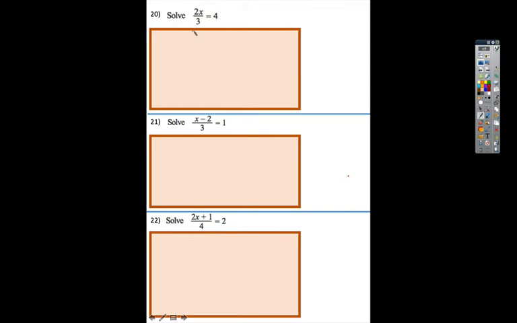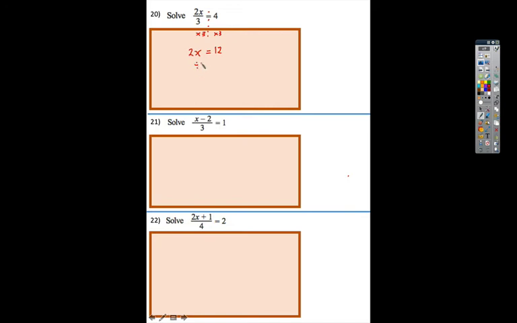Last three questions, and we're left with 2x over 3 is equal to 4. Again, let's get rid of this denominator. Divide by 3. The inverse of divide by 3 is multiply by 3. So we've got to do it on this side as well. So 2x divided by 3 times by 3, all you're left with is just 2x. And that's equal to what? 4 times 3 is equal to 12.